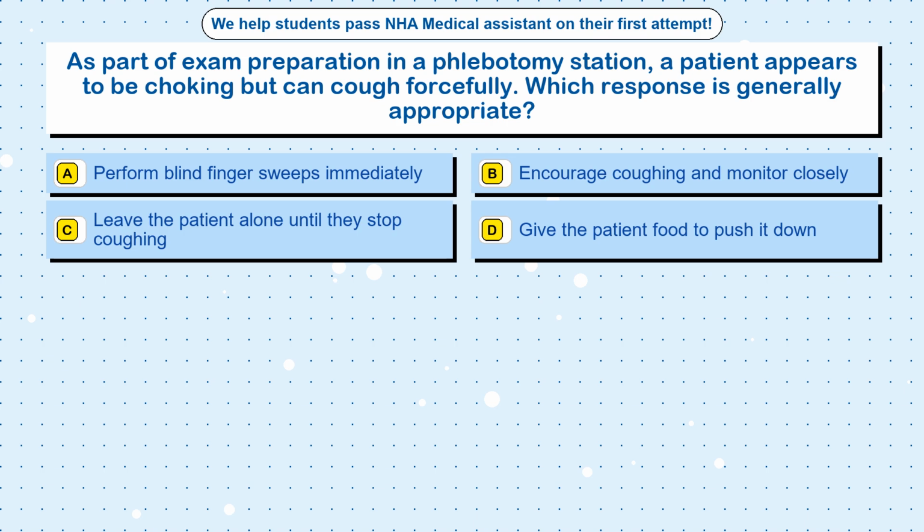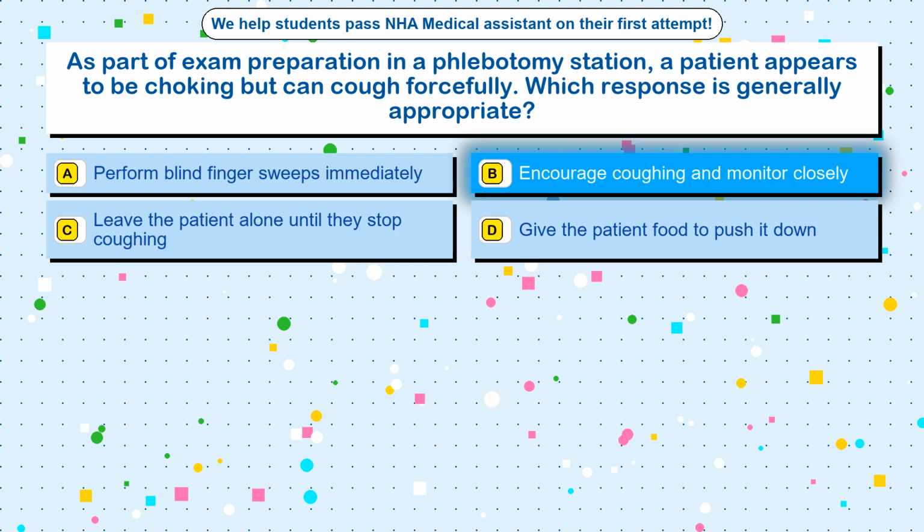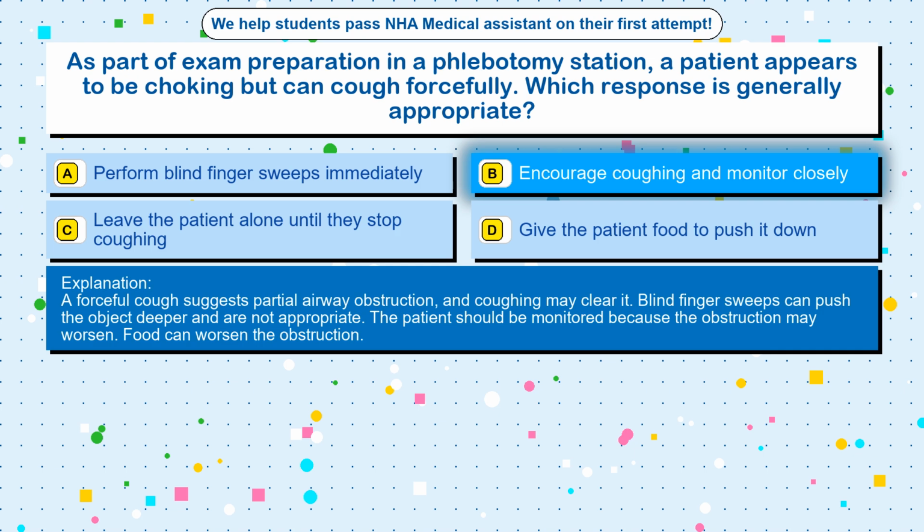Give the patient food to push it down. The correct answer is option B. Encourage coughing and monitor closely. A forceful cough suggests partial airway obstruction, and coughing may clear it. Blind finger sweeps can push the object deeper and are not appropriate. The patient should be monitored because the obstruction may worsen. Food can worsen the obstruction.